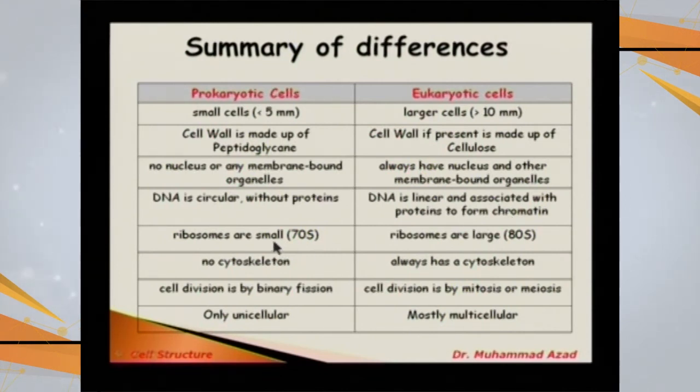Ribosomes are present in both, but in prokaryotes they are of 70S value, and in eukaryotes they are of 80S value. The cytoskeleton is absent in the prokaryotic cell, and present in the eukaryotic cell. Cells divide by binary fission in prokaryotes, while in eukaryotic cells the specific processes of mitosis and meiosis occur. All prokaryotic cells are unicellular, while most eukaryotic cells are multicellular and more complex.